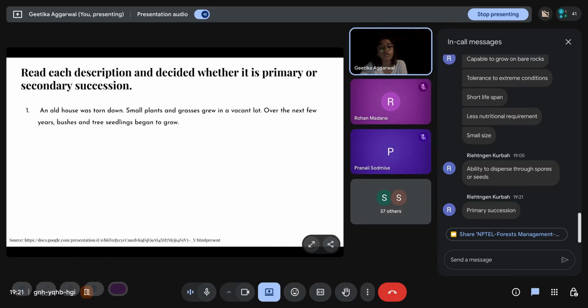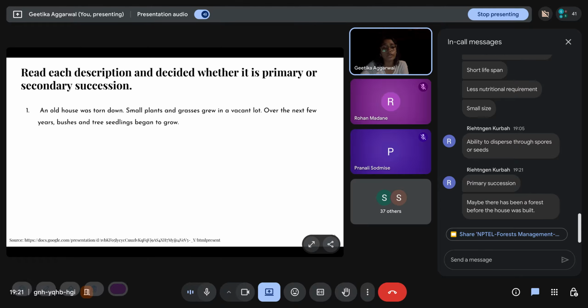And anybody else who would also like to take a guess at this one? There's an old house which is torn down. Small plants and grasses grow in the vacant lot. Maybe there has been a forest before the house was built. Okay, so why is it primary succession if there has been a forest before the house was built?